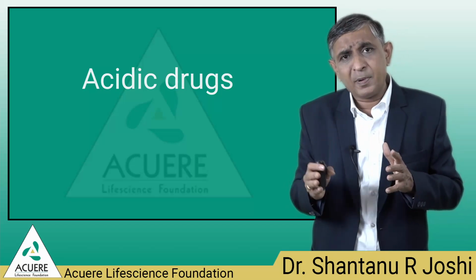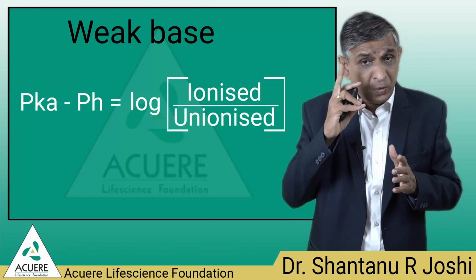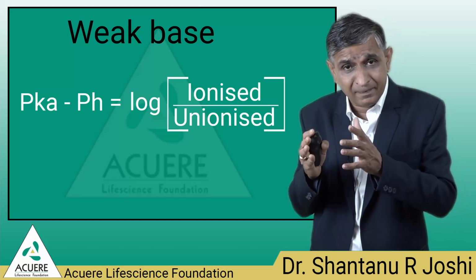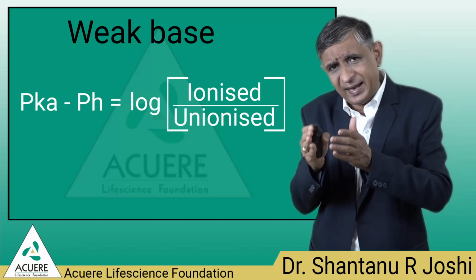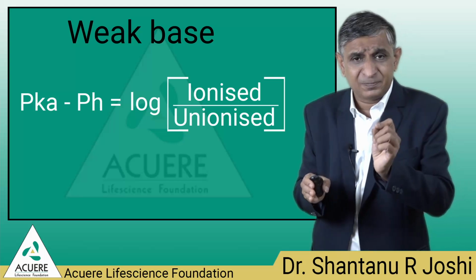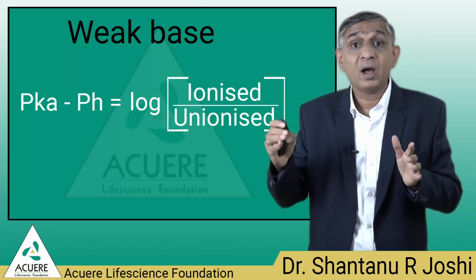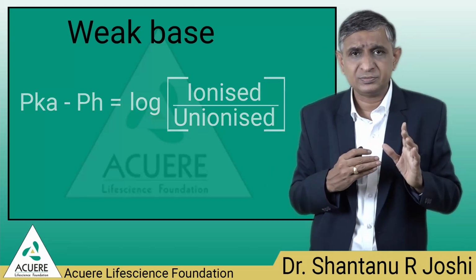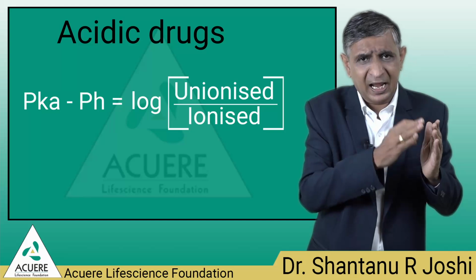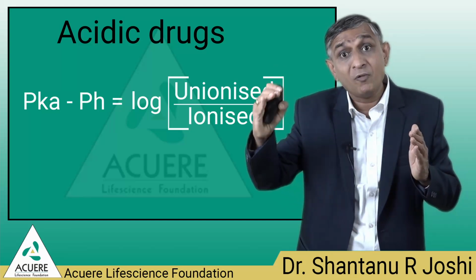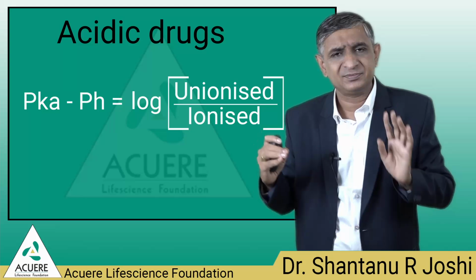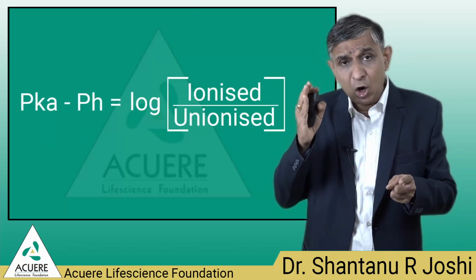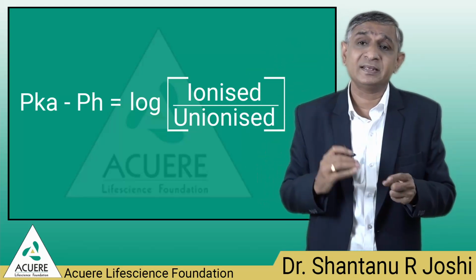Now, I am telling you about weak bases. A very important point I am going to tell you is that in the second equation, that is for weak bases, the equation is pK minus pH is equal to log of ionized to unionized. This is a very important change. In acidic drugs, it was pK minus pH is equal to log of unionized to ionized. Now for bases it becomes pK minus pH is equal to log of ionized to unionized drug.